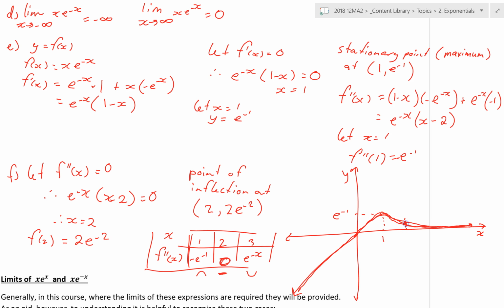Not very beautiful, but anyway, then right down here at 2 and 2e to the negative 2. 2e to the negative 2 is going to be less than e to the negative 1. That is my point of inflection. There's my curve. Righto. There's a fair bit of work in that.